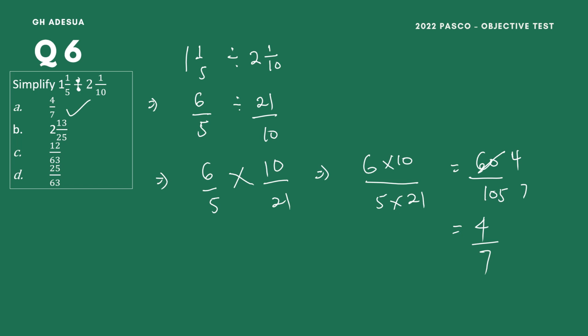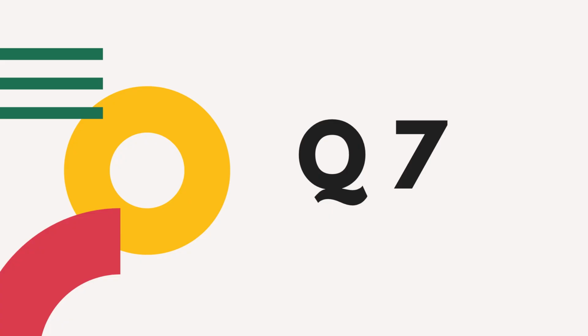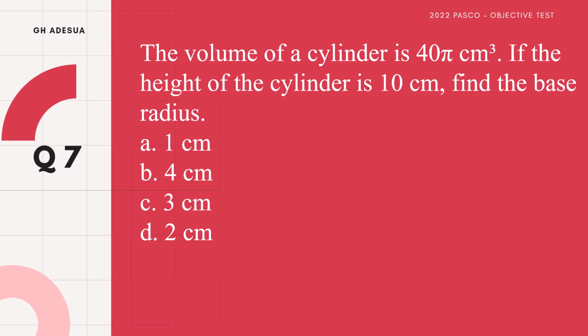We now move on to our 7th question. The volume of a cylinder is 40 pi centimeter cube. If the height of the cylinder is 10 centimeters, find the base radius.